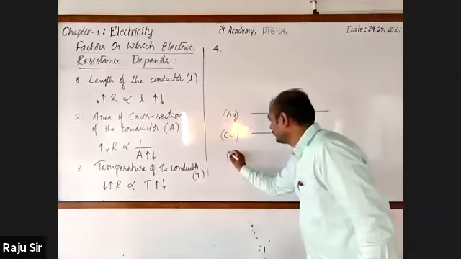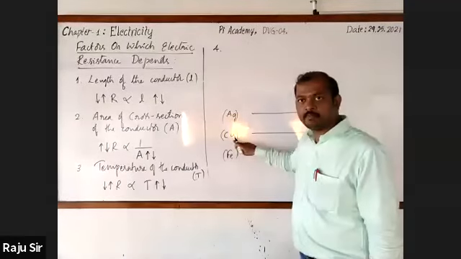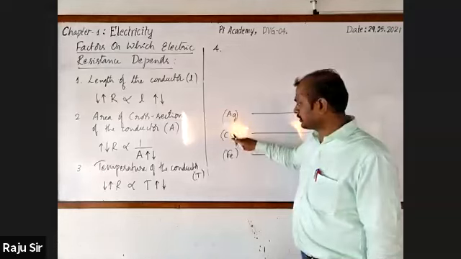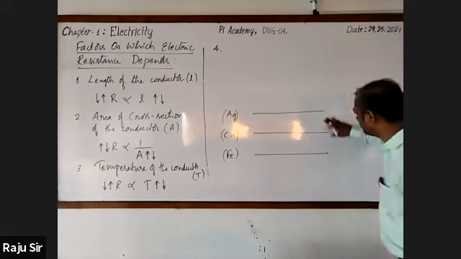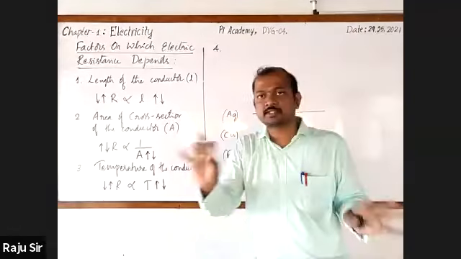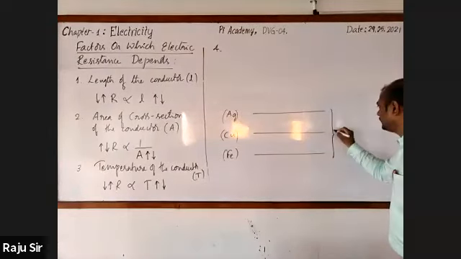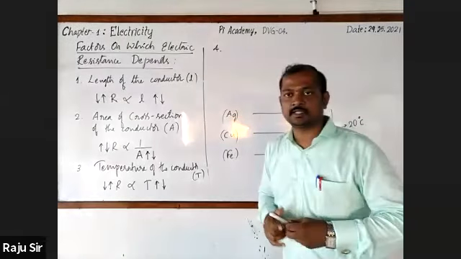Next, another one, Fe. Iron. What is its Latin name? Ferrum. Argentum, cuprum, ferrum: silver, copper, iron. These three metallic wires are taken with the same length and the same area of cross section, which means the thickness is also the same. And all are at the same temperature. Assume it is about 20 degrees Celsius.